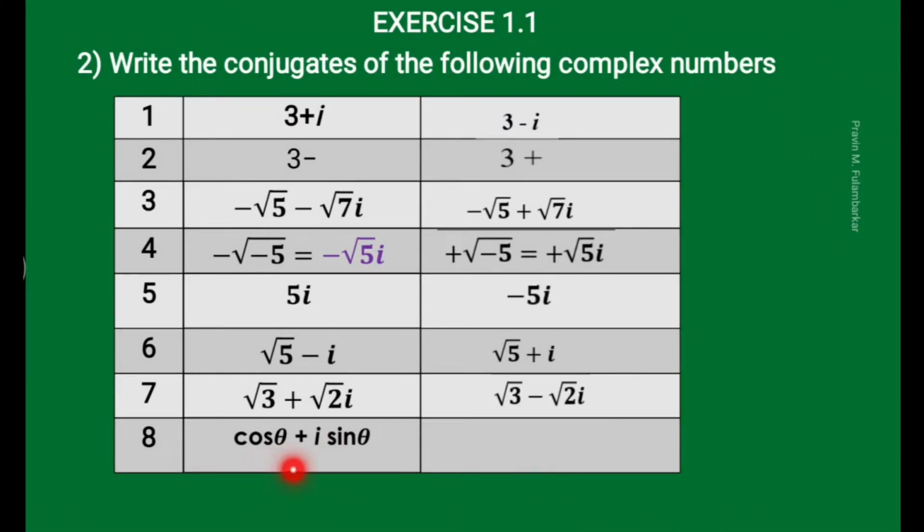Then last, cos theta plus I sin theta. So here the imaginary part is I sin theta, so we have to change the sign of I sin theta by minus, so we get here cos theta minus I sin theta. So in this way we can write the conjugate of the given complex number.